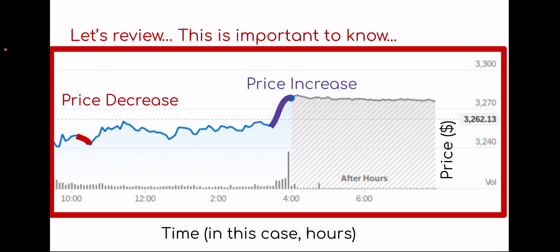So, I have labeled those two examples, in which the first one I'm going to show you is a price decrease, in which you see it goes down, and I labeled it in red, okay? And the other one is a price increase. You see it goes up as we are reading from left to right, okay? So the purple is a price increase, okay? So it's important to know the price decrease and price increase and the time and the price. So they are important to know.